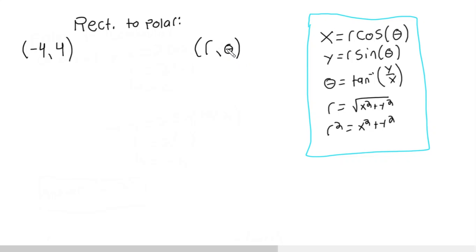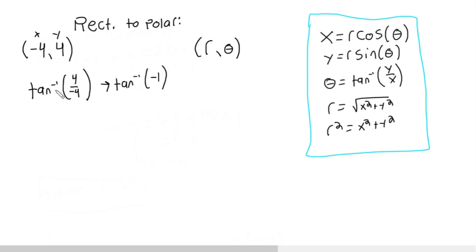So let's think about that. Well, remember the formula. We can definitely get theta right off the bat, right? Because remember, theta is tangent inverse y/x. This is x, this is y. So I can do that really easily. I'll do tangent inverse y/x, just 4/-4. And that becomes the same thing as tangent inverse of -1.